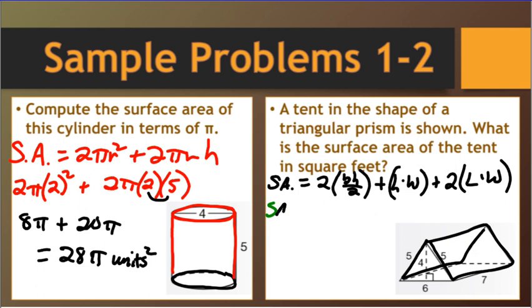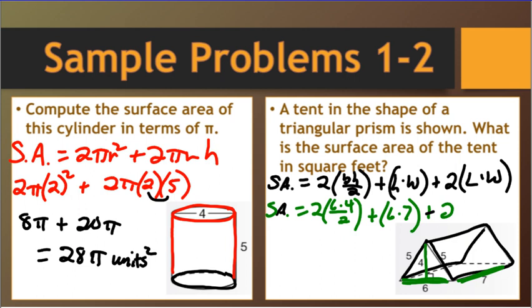So the surface area, we have 2, the base is 6, the height is 4, divided by 2 for one triangle, but I have two of those triangles, so that's why there's a 2 out there. And then the base is 6 times the 7, so I'm going to do 6 times 7 right here. Plus, I have 2 of these bigger rectangles on the side here. And this is a 5 by 7. So I have 2 groups of 5 by 7.